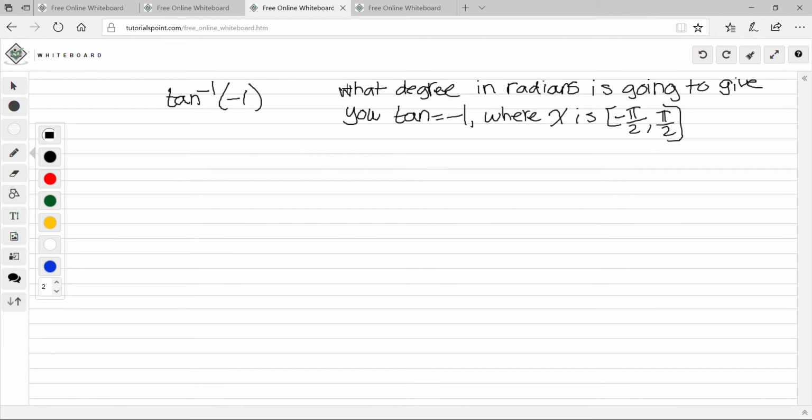So what is tangent really? Tangent is y over x, right? We need to know what degree in radians is going to give you a tangent of -1. So first let's draw our graph. We are given from negative pi halves to pi halves. So here pi halves is here, negative pi halves is right over here. So we can only use quadrant 1 and 4.